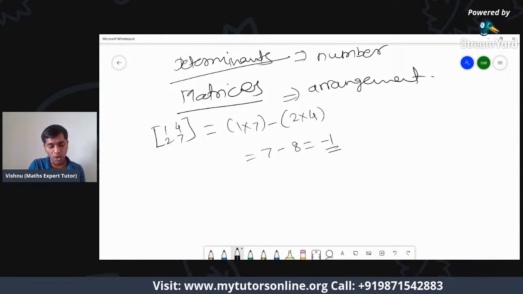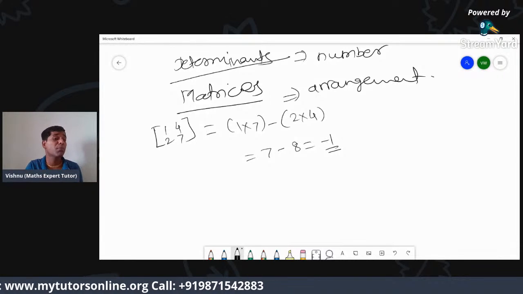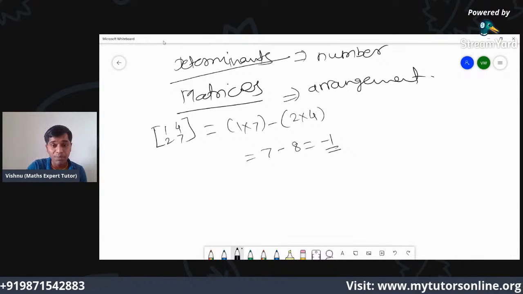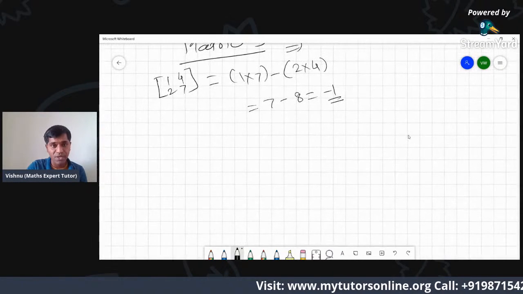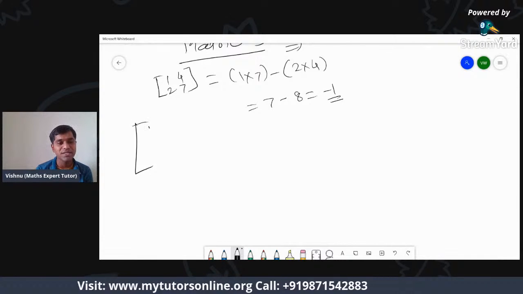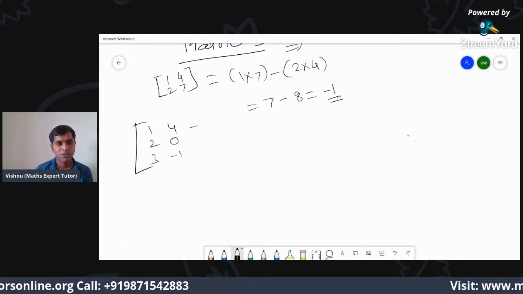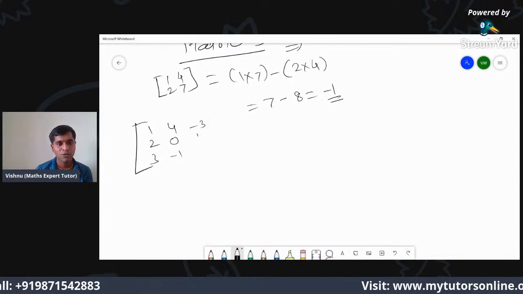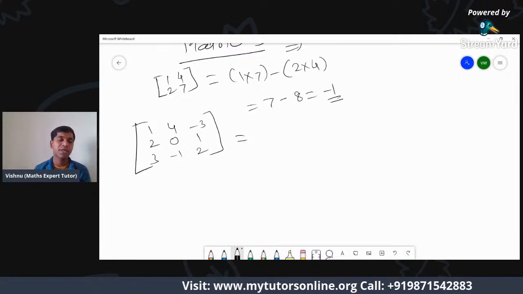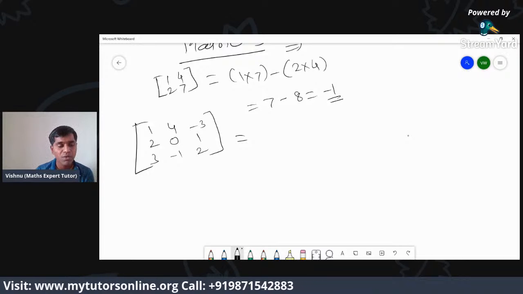So the value of the determinant is calculated by multiplying certain numbers, by leaving certain rows and columns and so on. This is very easy for 2 by 2. For 3 by 3, let's see how it goes. I'm just taking a random example. Now let's see how we can solve it.